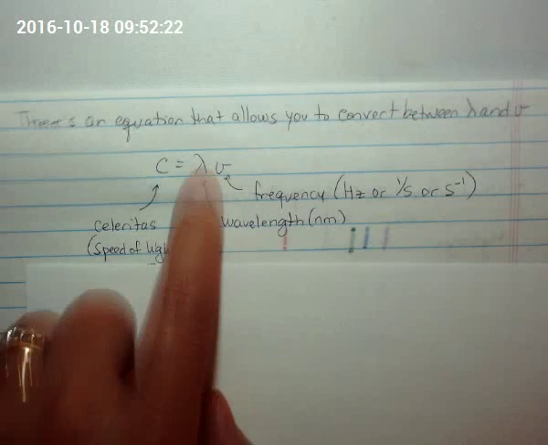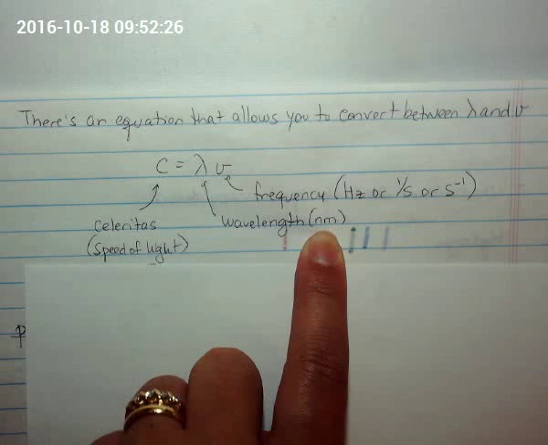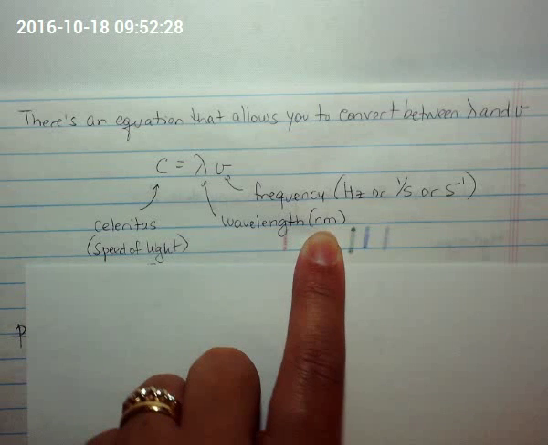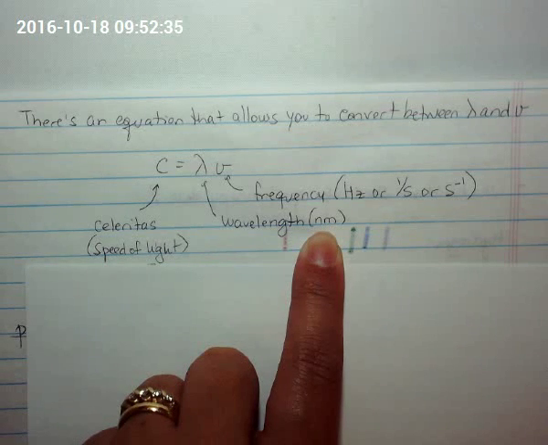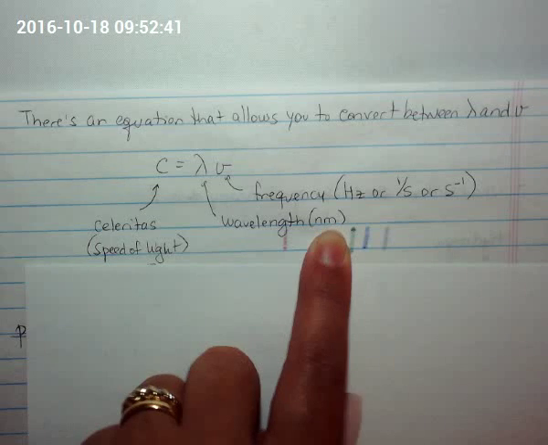All right. The lambda is wavelength. I want you to write this down in parentheses. This is a unit that you're going to use for wavelength. Most of the wavelengths that you and I are going to measure are the ones that are visible to our eye. Our eye can only detect things in the visible light spectrum. Those are on the nanometer scale. So the unit for wavelength is going to be in nm.